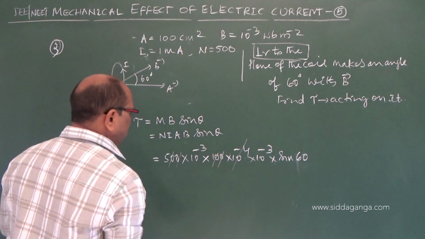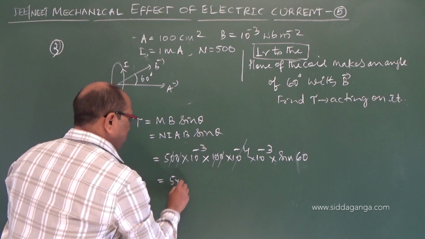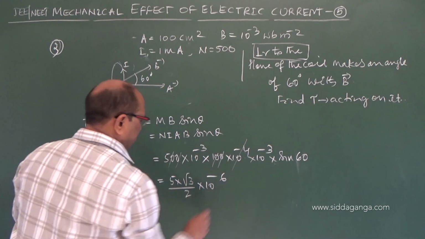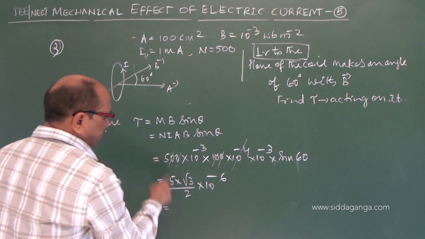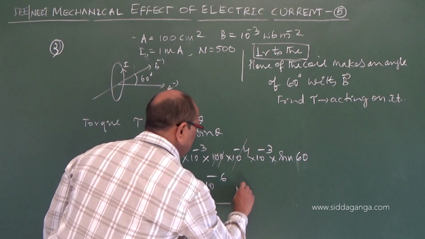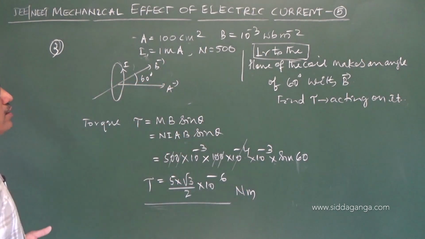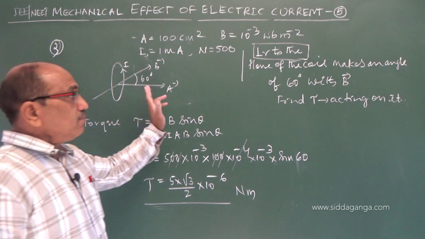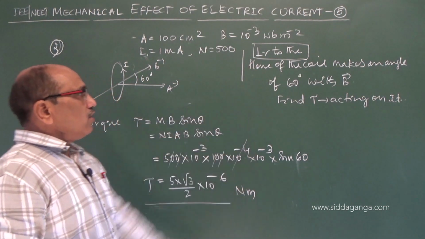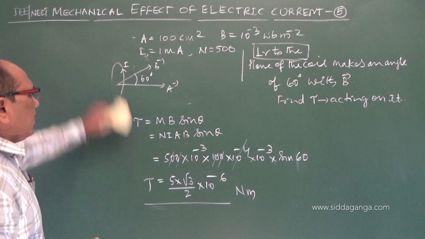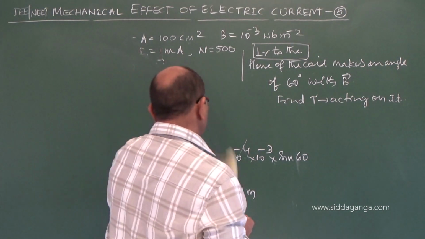If that is 60, sine 60 is root 3 by 2, so 5 into root 3 by 2 into 10 power minus 6. This can be simplified and you can write the answer in Newton meter. When perpendicular to the plane of the coil is given, the angle is the same. Please remember this carefully: when the plane of the coil making an angle is given, you have to subtract it from 90 and take the angle theta to use in MB sine theta.